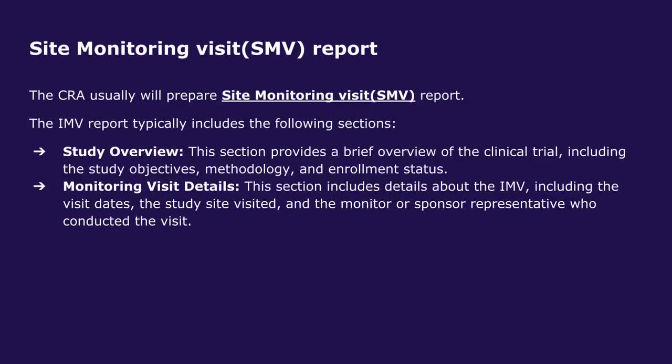The CRA usually will prepare the site monitoring visit, SMV, report. The IMV report typically includes the following sections. Study overview. This section provides a brief overview of the clinical trial, including the study objectives, methodology, and enrollment status. Monitoring visit details. This section includes details about the IMV, including the visit dates, the study site visited, and the monitor or sponsor representative who conducted the visit.